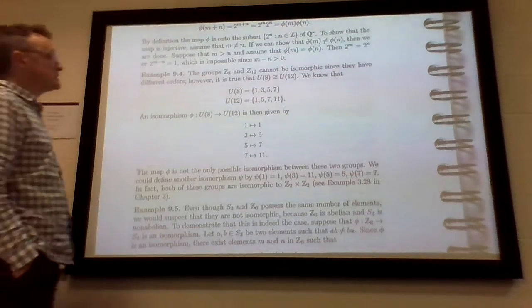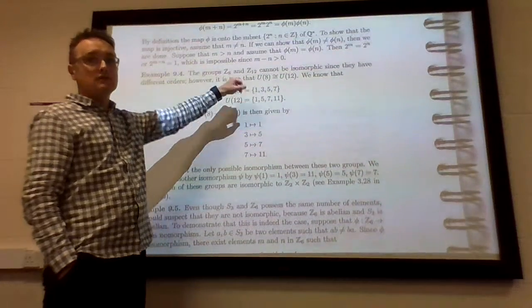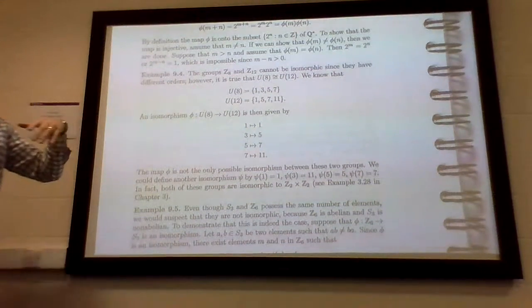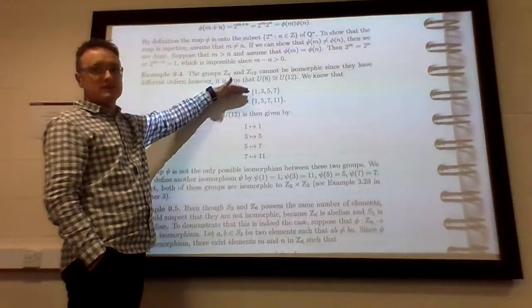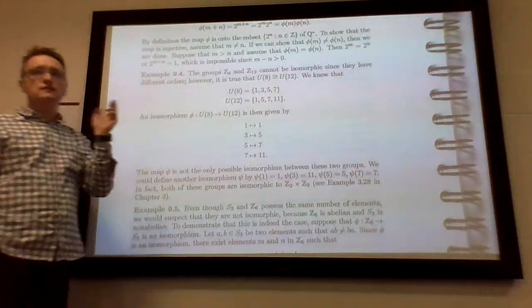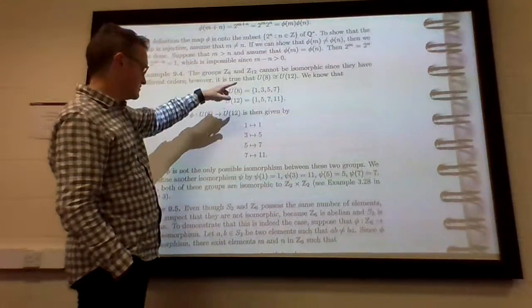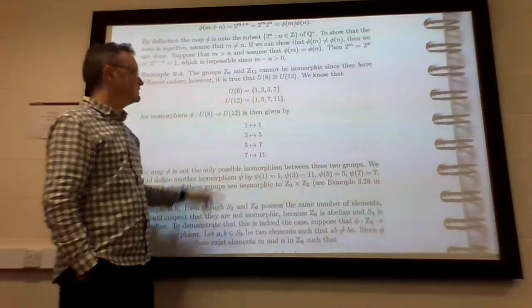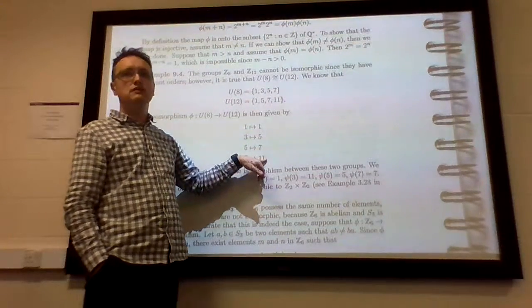But these have a chance of being isomorphic because they're both 4-element sets. And indeed, there is a mapping between them. There will be lots of bijections from this set to this set. The question is, are any of them homomorphisms? Do any of them respect the group structure? Well, you can discover one. It does happen to be the way they're laid out there: sending 1 to 1, 3 to 5, 5 to 7, and 7 to 11.